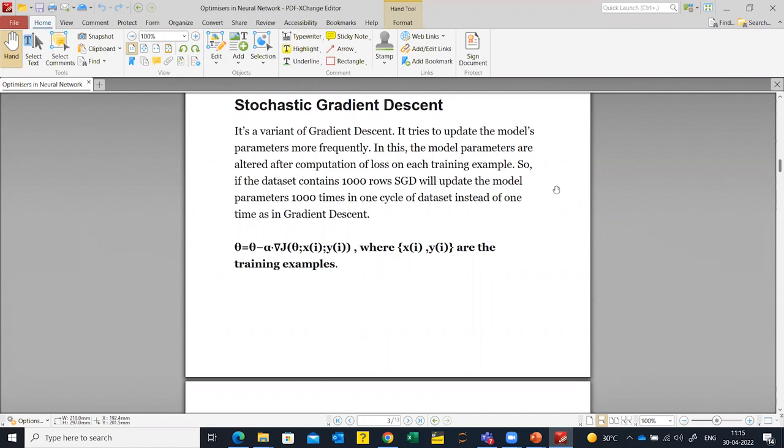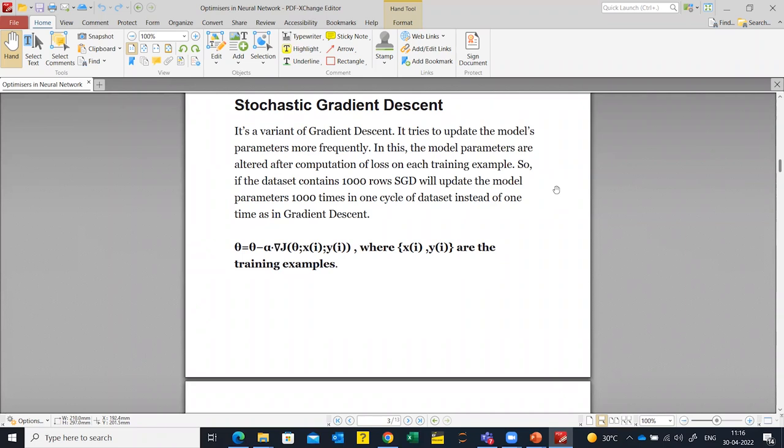As I said, gradient descent takes the entire data into the picture, but stochastic gradient descent does not do that. It tries to update the model's parameters more frequently. Instead of doing it after reading through all the 1,000 rows, it does it for each and every row. Based on that, it computes the loss at each training example, so if the data set contains 1,000 rows, it will have 1,000 updates of the parameters.